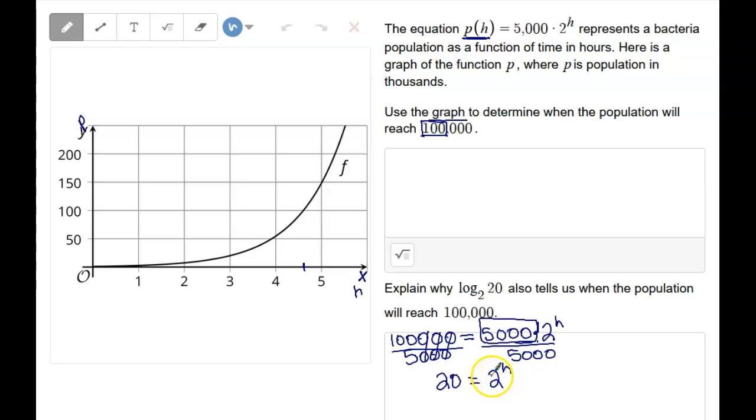So in order to rewrite this so that h is by itself, we're going to rewrite this as a log. So we have log base 2 of 20, and whatever we do to one side, we have to do to the other. And we're using log base 2 because the base of our exponent is 2. So these are going to cancel each other out, and so h would also be equal to log base 2 of 20.